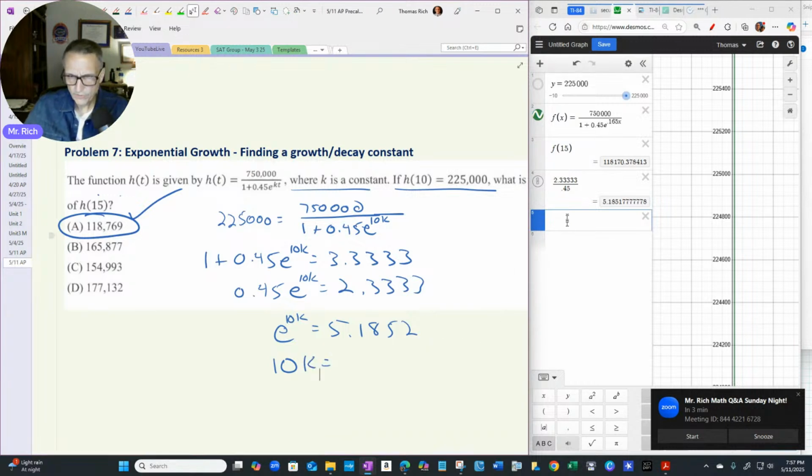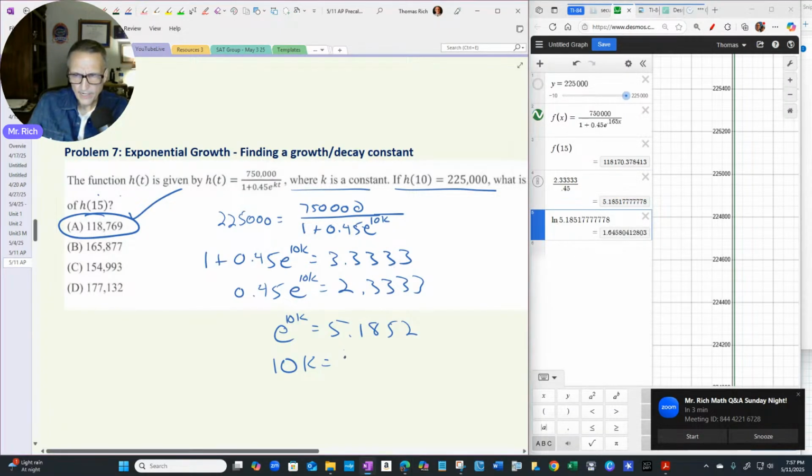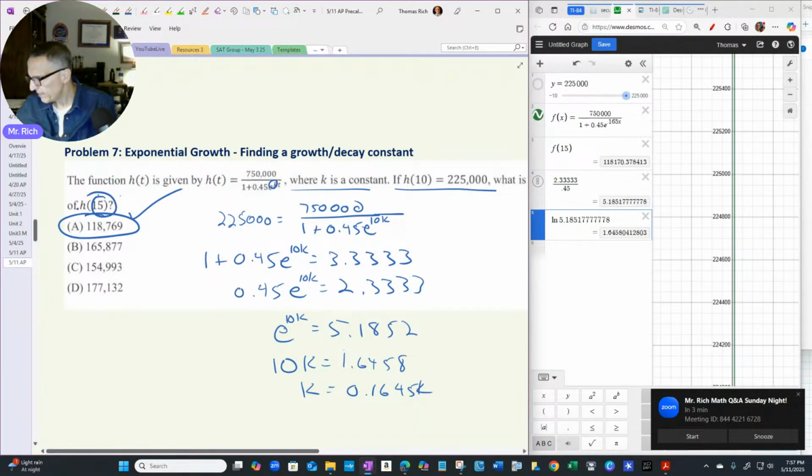Now we take the natural log on both sides. So we will take the natural log of this number right here. Paste it right there. That gives us 1.6458. Divide by 10, and we get our 0.16458 for k, which allows us to come back and plug that in for k and then evaluate it when t is equal to 15. That's how that works.